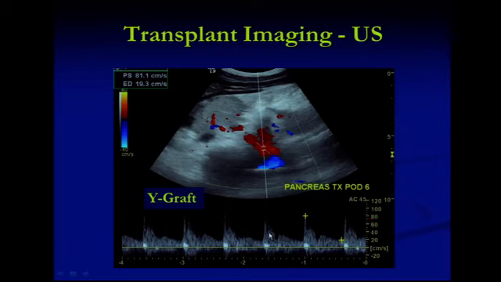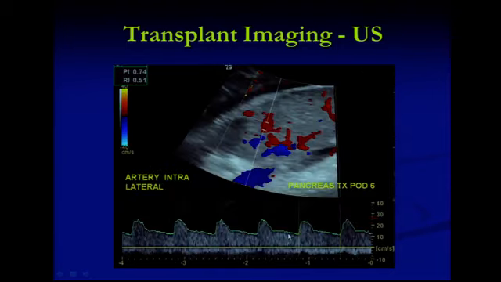Here's looking at the Y graft, where we see the typical waveform of the Y graft in the common iliac artery. Intrapancreatically, we see a normal waveform, sharp upstroke, continuous good diastolic flow. In this particular case, probably lateral within the pancreatic body. And this was postoperative day 6.